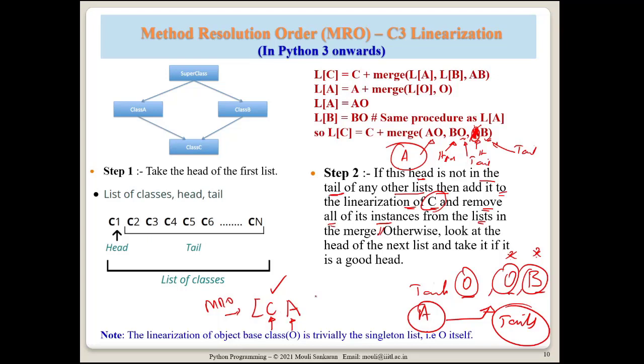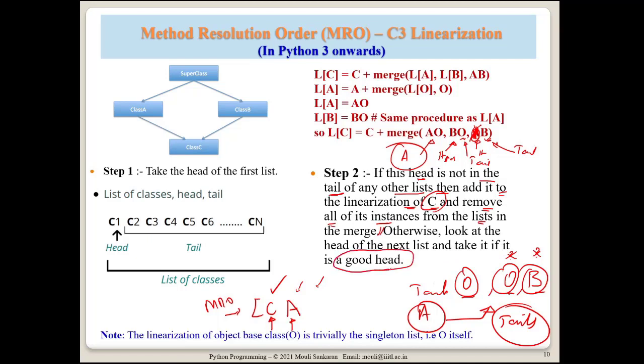There is no use in looking for A anymore. So A should be unique. Whatever classes are there in the list should be unique. So A is there, I put it there, and I remove it from the remaining heads. Otherwise, look at the head of the next list and take it if it is a good head.